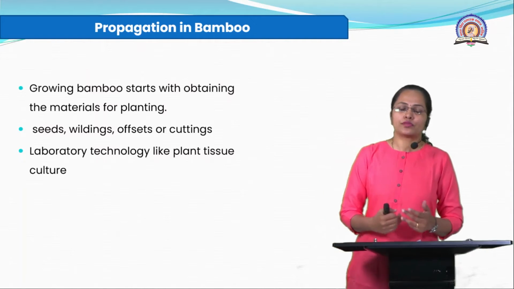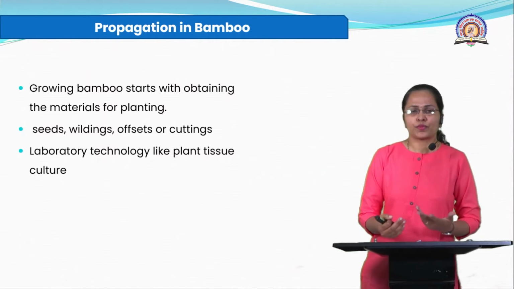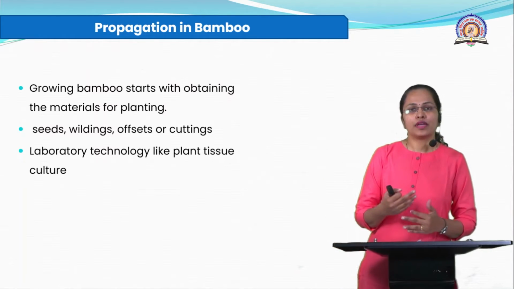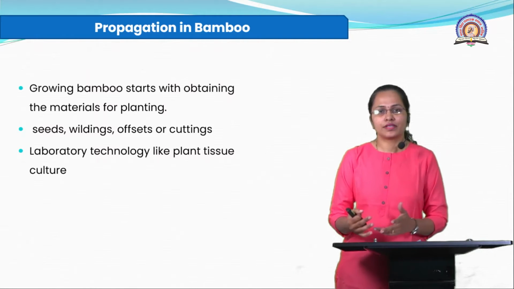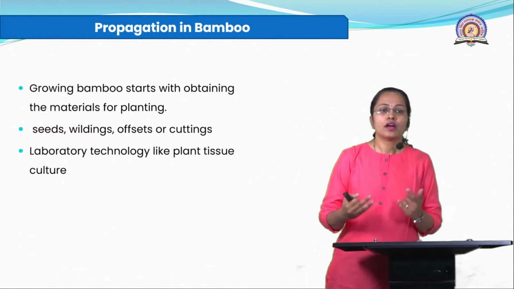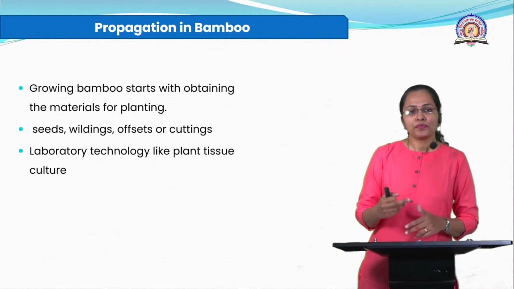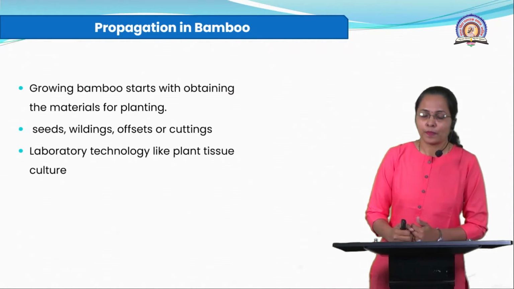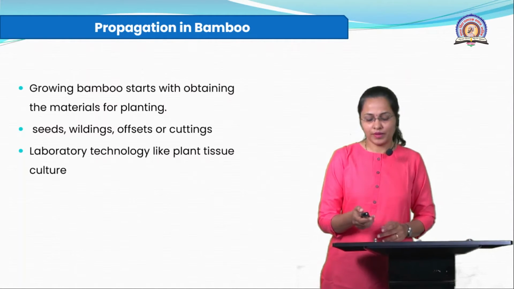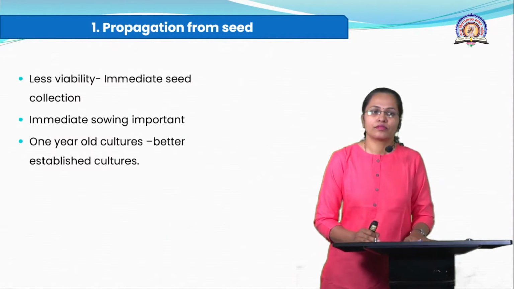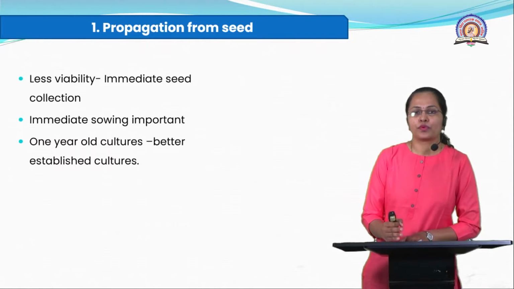In the sexual propagation method, seeds are produced. The seeds produced on the plant we can collect in the proper season, sow them in the nursery, and then we get the plantlet. Otherwise, we can use a vegetative part, that is, an asexual type of reproductive method for the propagation of bamboo. Students, we will see the methods of propagation of bamboo one by one. The first method is known as propagation from the seed.